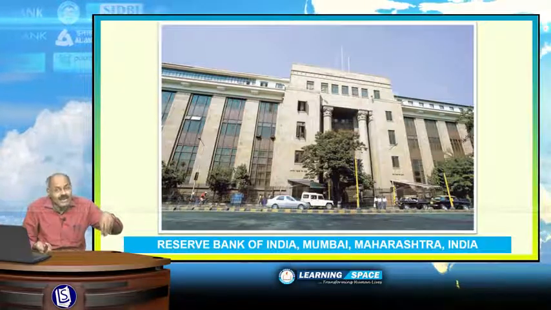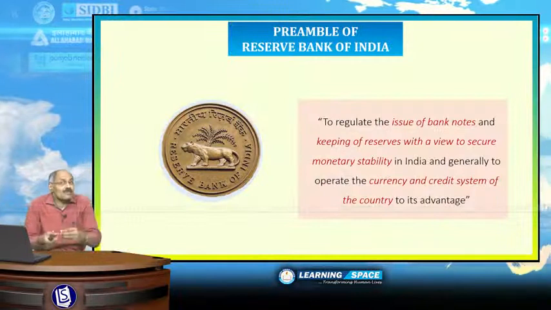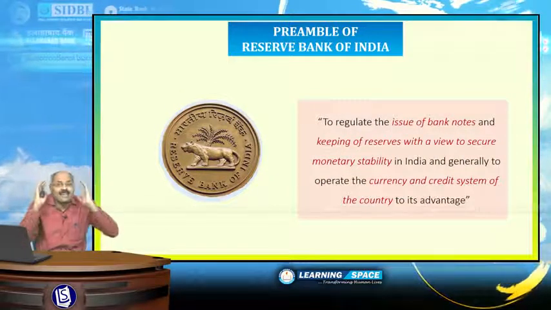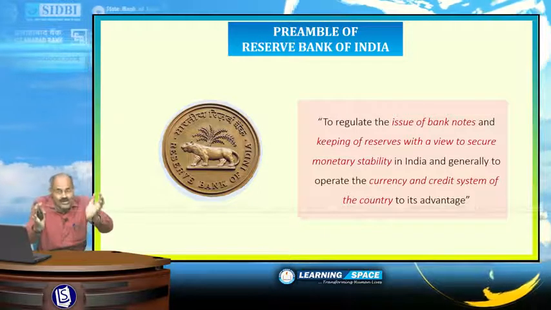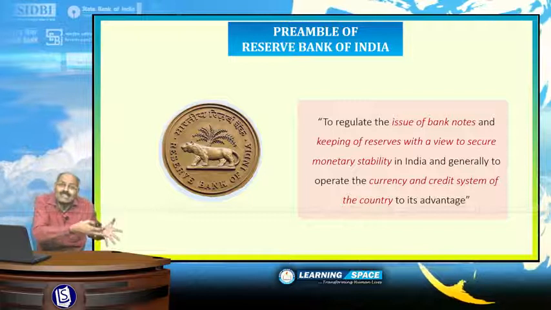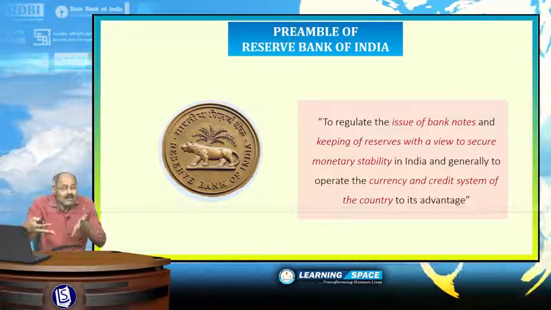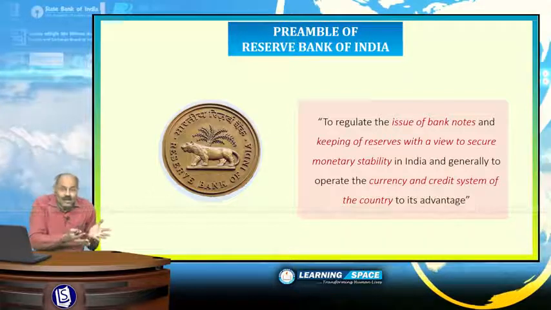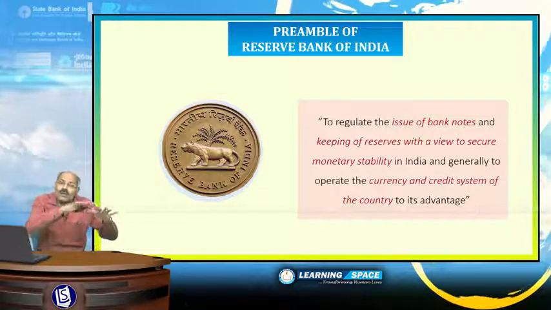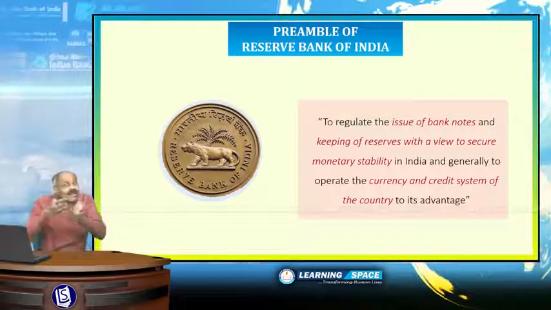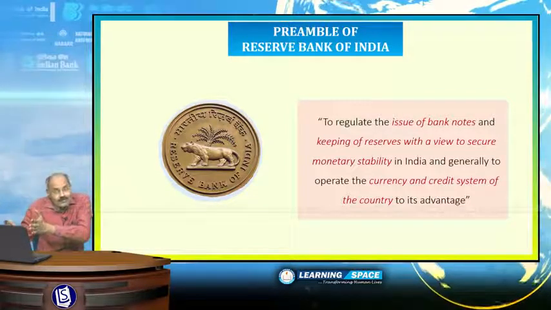So having learnt this, let us look at the preamble of Reserve Bank of India. What is preamble? Preamble states the intended purpose of any organization. If you look at the preamble of India, it says socialist, secular, sovereign republic, something like that. That means the so-called goal of that particular organization or entity is evident from preamble.